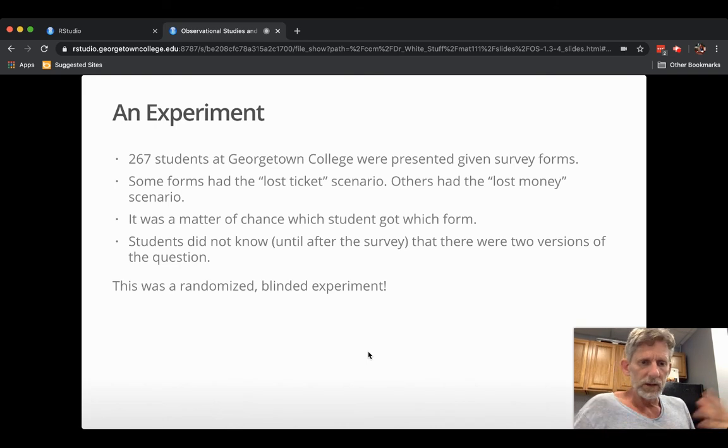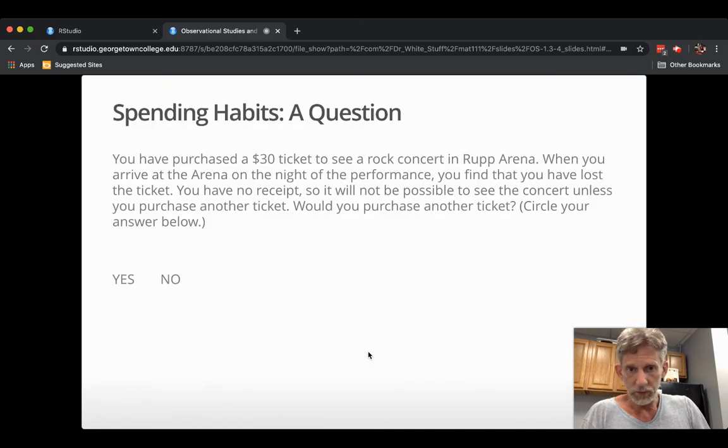We got 267 people to be in the experiment. They didn't actually know they were in the experiment. They were just students in classes, and instructors had given some of us permission to hand out survey forms at the beginning of the class. And so students just thought they were filling out survey forms. And one of the questions on the form was this concert scenario. Now, unknown to the students, some forms had the lost ticket scenario question. This first one here.